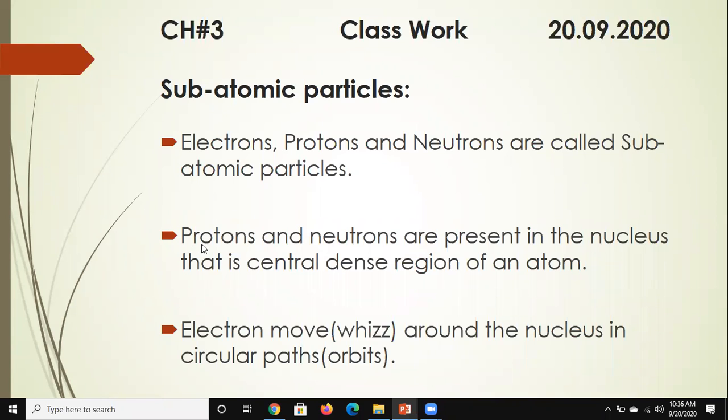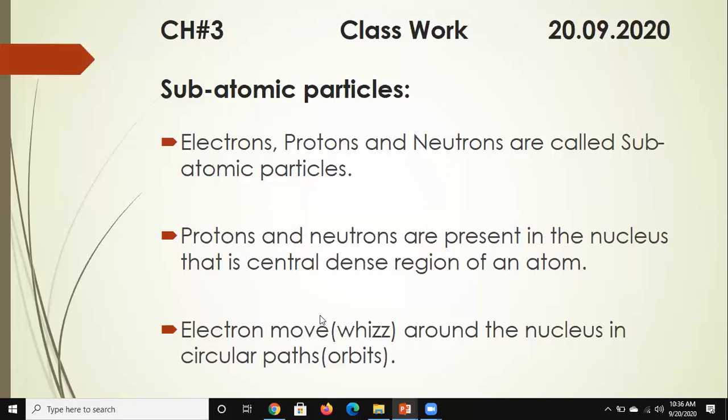Now, the next point is that protons and neutrons are present in the nucleus, that is, the central dense region of an atom. Along with these three particles, the proton and neutron, these two, are present inside the nucleus, or you can say inside an atom. Now electrons move around the nucleus in circular paths, orbits. Electrons are moving around the nucleus.